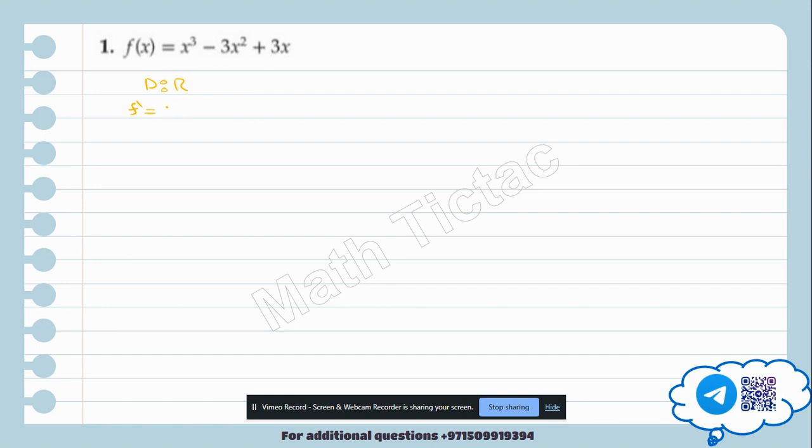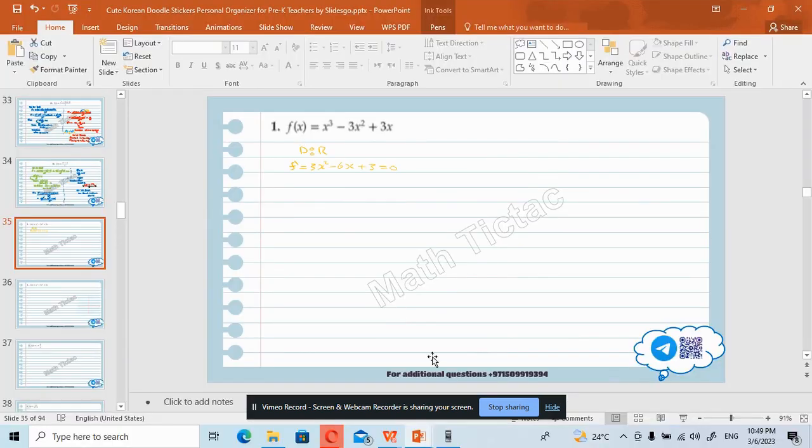3x squared minus the derivative of 3x squared, which is 6x, then the derivative of 3x is 3. Now make the derivative equal to 0 as usual. We need to find the solutions for this equation. You can directly put it in your calculator.